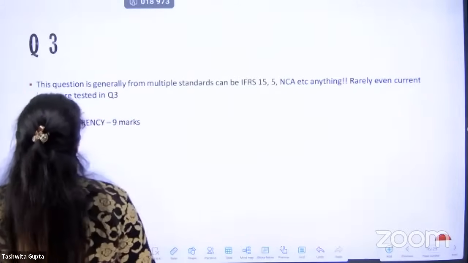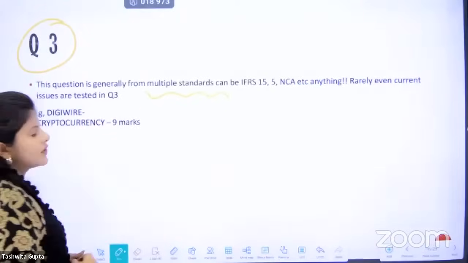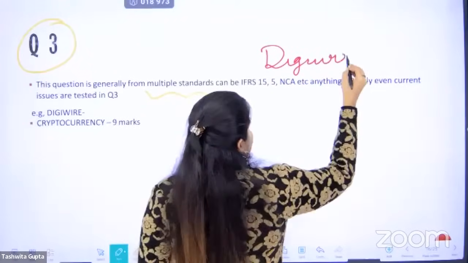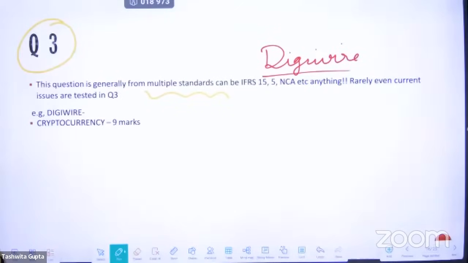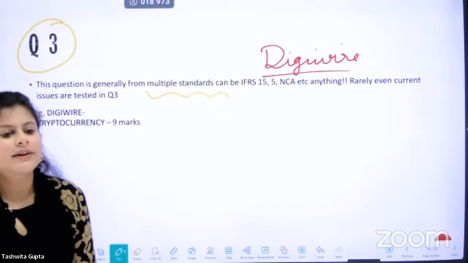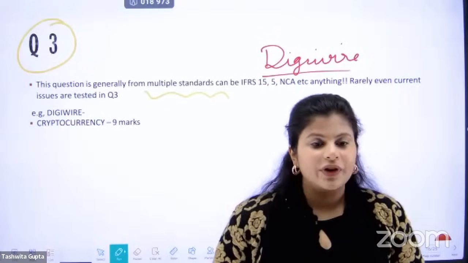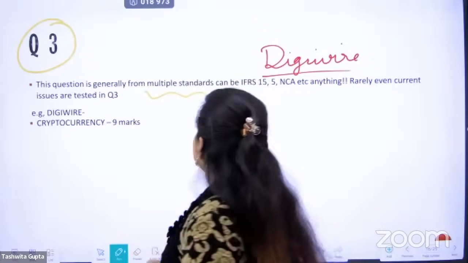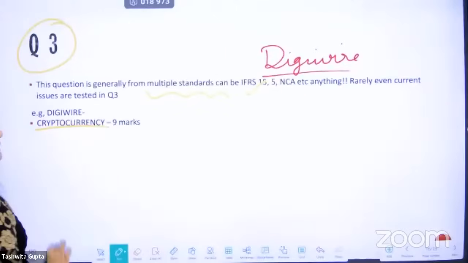Then question number 3 of your paper. This is coming from multiple standards. Have you guys tried DigiWire question? Anyone here on the Zoom and the YouTube live, have you guys tried DigiWire? Have we tried DigiWire yet? Yes, we have tried. Some of you have tried. Good. So in that question of DigiWire, you'll realize they are asking you question from IFRS 15. Okay, they're asking you question from cryptocurrency.